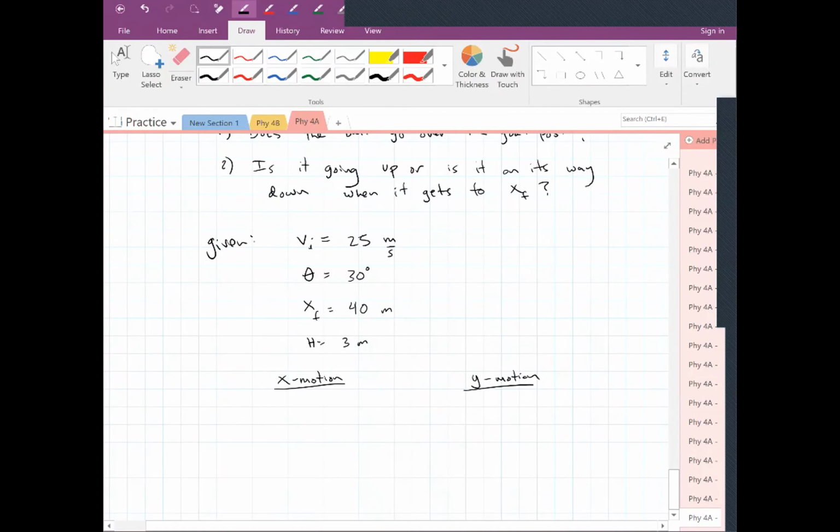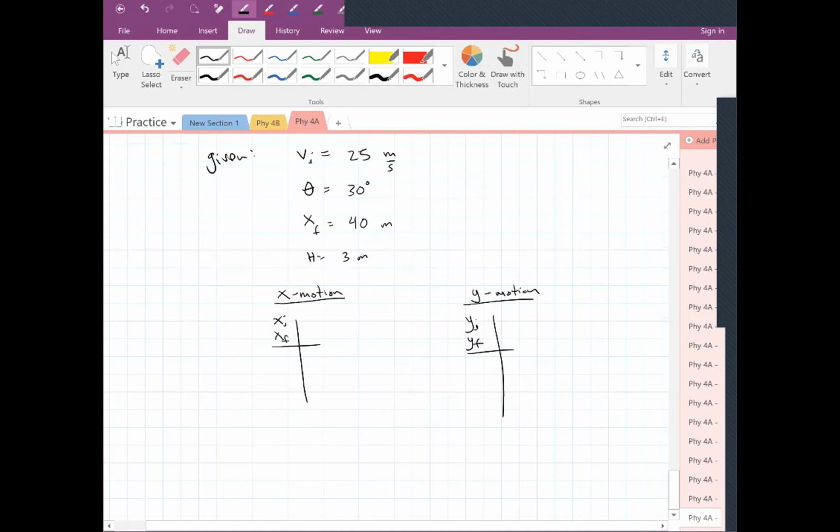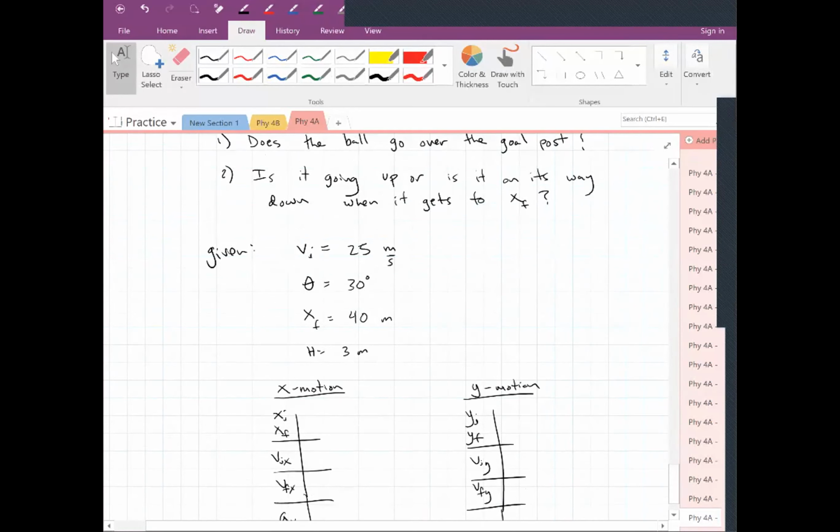Or I guess I should say tables, because this is a two-dimensional problem. We do X and Y. We've got our initial and final position. Really, we care about the change in position, but I usually write it this way. We've got our velocity initial in the X, velocity final, acceleration, time. Excuse me. So let's fill in what we know.